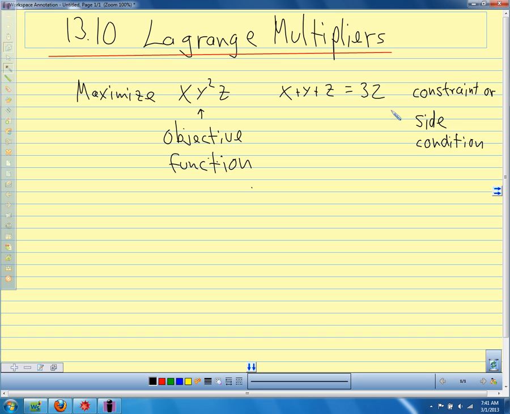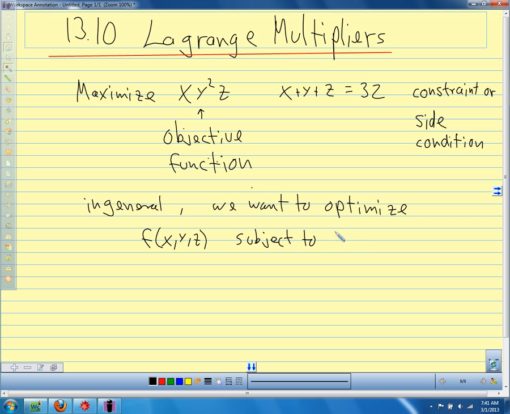So in general, we are trying to optimize some function f of, we'll say, three variables, x, y, and z, subject to some constraint, we'll say g of x, y, z equals a constant. That's our general problem: we want to optimize this function subject to a constraint. And sometimes we'll have more than one constraint as well.